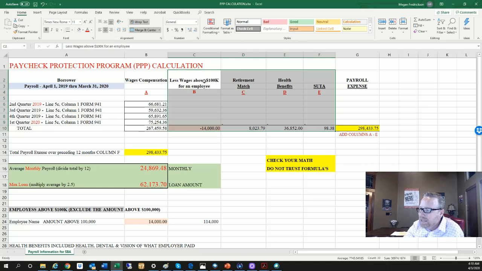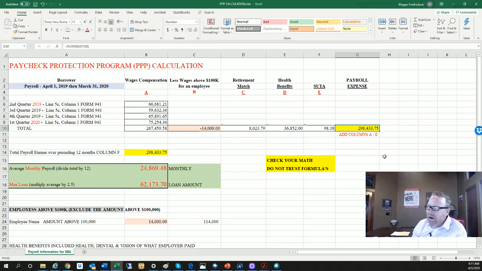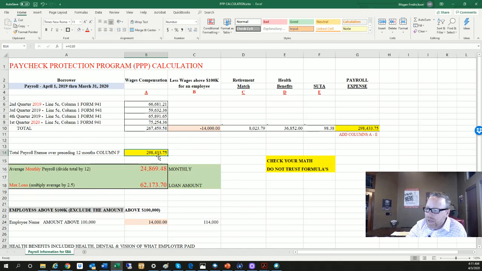But anyways, here you're just entering in the total amount, but remember you're doing it for this time period. And then you just total it up and go, all right, all this is $298. That's my total. Do a little box on this. Then you take that divided by 12 times 2.5. That's your max loan.